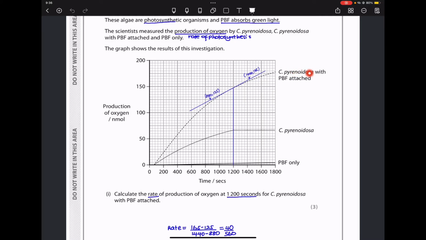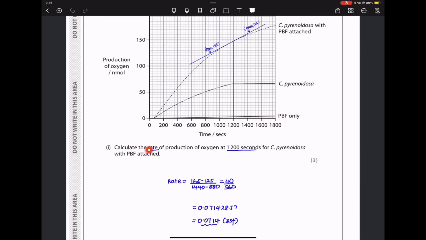With C. pyrenoidosa with BPF attached, we see there is a higher amount of oxygen produced per time in comparison to just C. pyrenoidosa as well as BPF only. BPF attached to the C. pyrenoidosa is going to allow for more absorption of sunlight, thereby leading to more photosynthesis, and therefore oxygen production is going to increase.